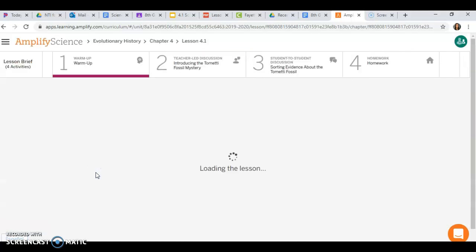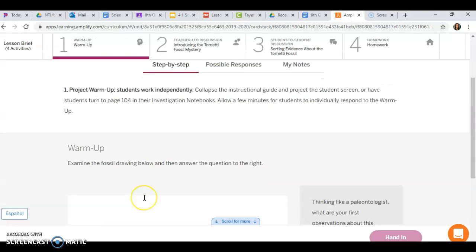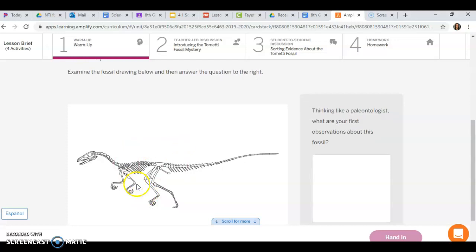So in the warm-up, which is the first thing you're going to do, you're going to see that we have a new fossil we are looking at, and it's kind of introducing a new mystery that we're going to solve. So down here's what you see. This is the fossil, and like I said, this is a new mystery fossil. So we want to make some initial observations about it and have some ideas about what we see.